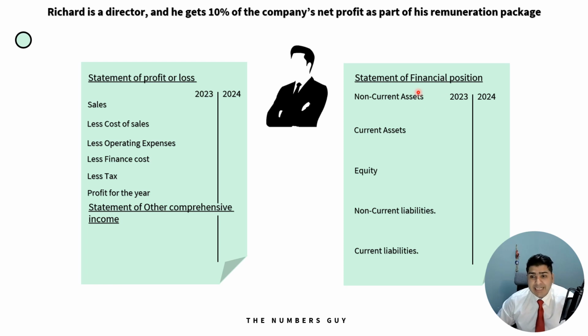Now imagine the statement of financial position. If, let's say, one of the liabilities is recorded as a non-current liability, whereas it is due to be paid within the next 12 months, then that is also misrepresentation.